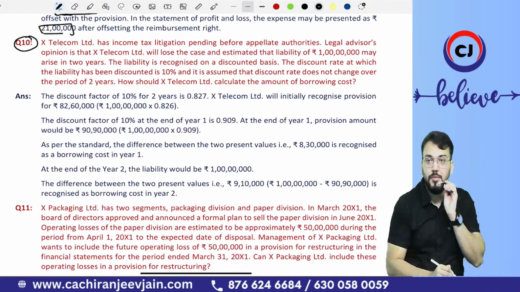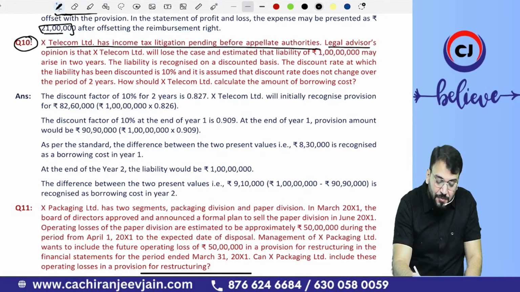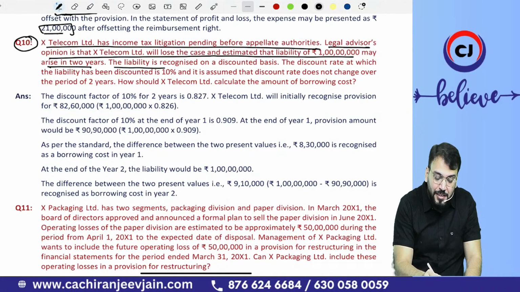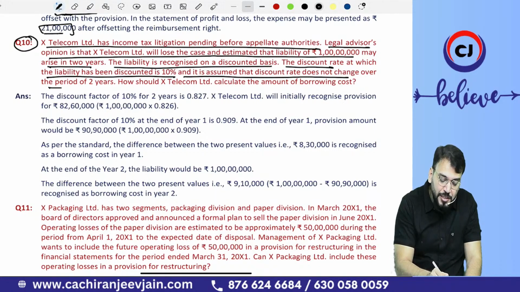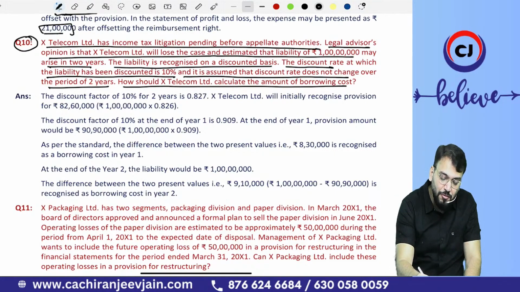Question 10. X Telecom Limited has an income tax litigation pending before appellate authority. Legal advisor opinion is that X Telecom Limited will lose the case and estimated the liability will be 1 crore. May arise in 2 years. The liability is recognized on a discounted basis. The discount rate at which liability has been discounted is 10%, and it is assumed that discount rate does not change over the period of 2 years. How should X Telecom Limited calculate the amount of borrowing cost? So we need to calculate borrowing cost. Correct. बताओ what will be the amount of provision?